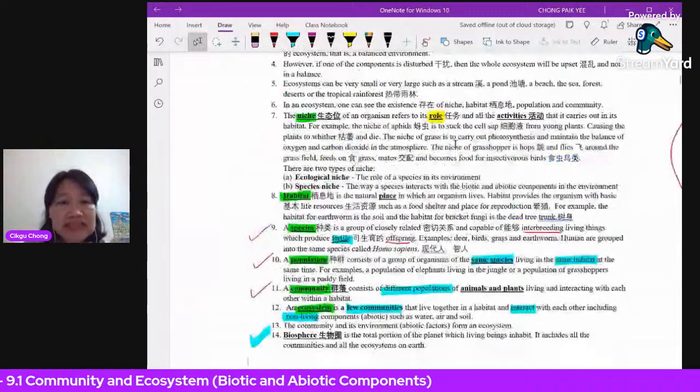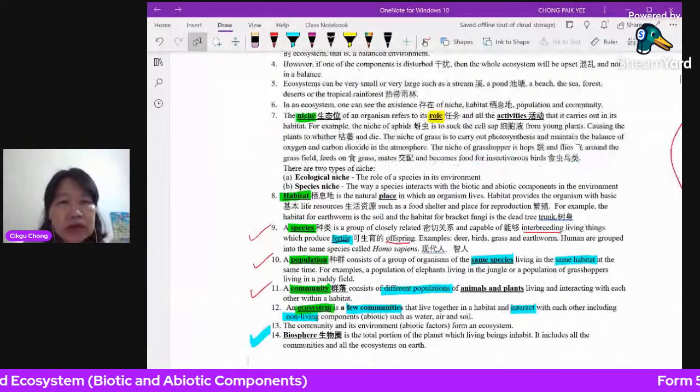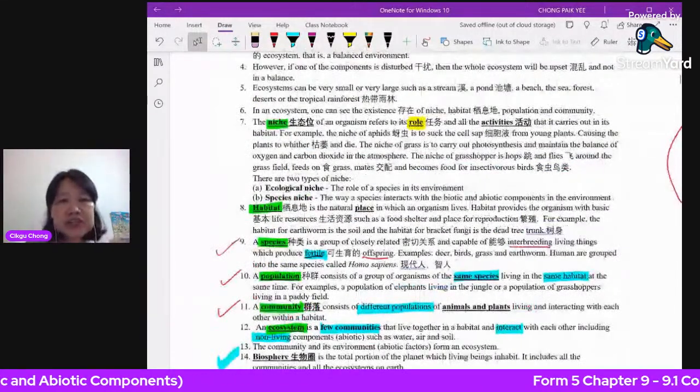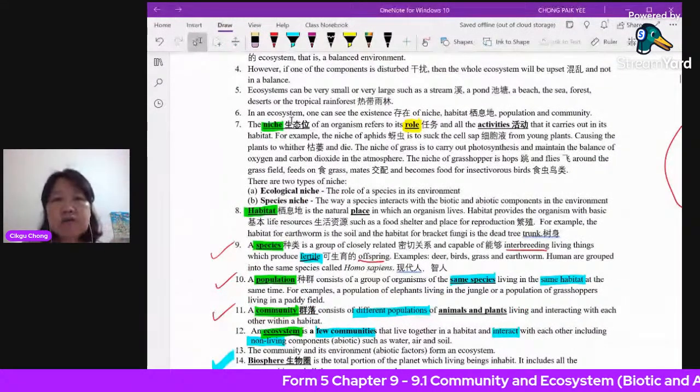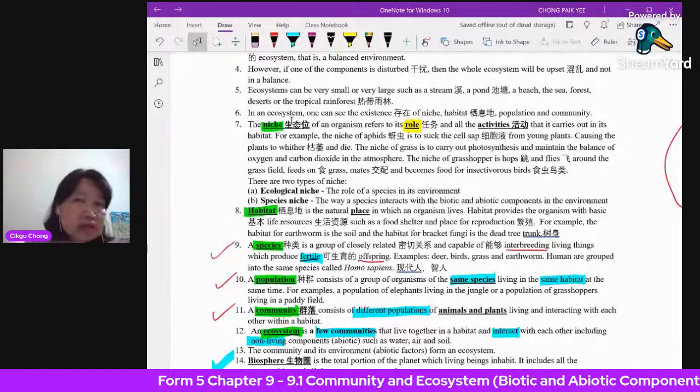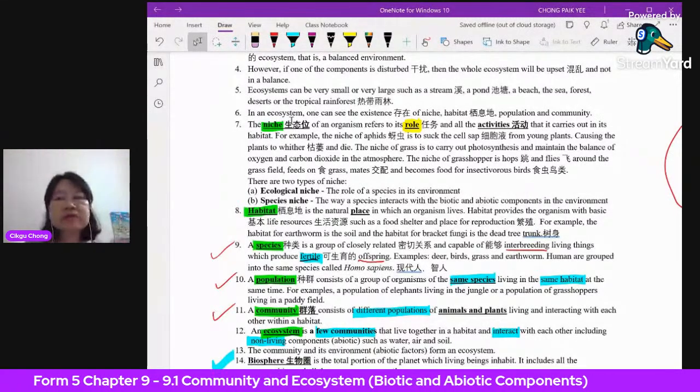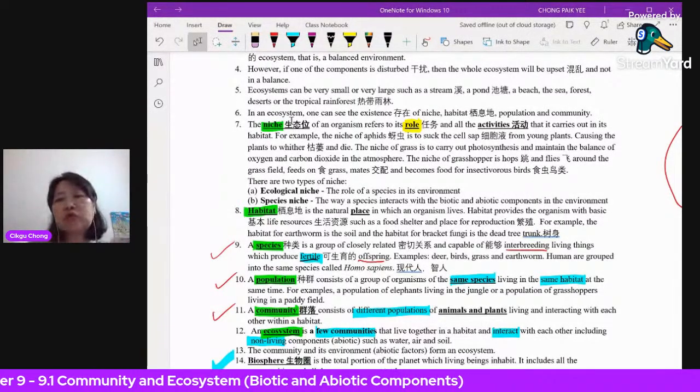Now niche, you will see this word niche. What's the meaning of niche? Niche is referring to the job or the role of the organism or the species, in that environment, in the place that it stays. What is the role? What is the job of that thing?